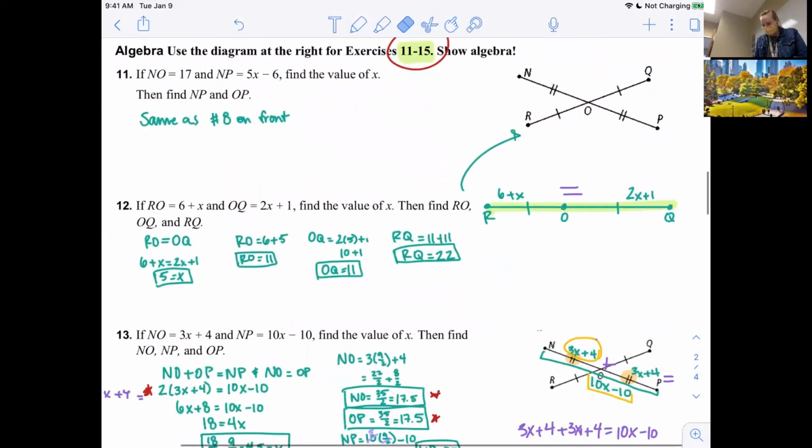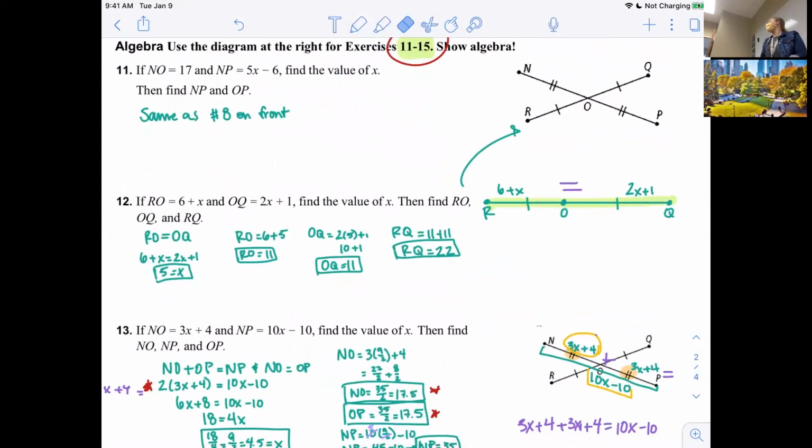Okay? Number 12 is just talking about ROQ. So I just copied that part of the line, this guy right here. RO is 6 plus X and OQ is 2X plus 1. Well, first sign is I don't have this whole distance, so I can't do segment addition. And I have these nice little congruent marks. It's going to set them equal.